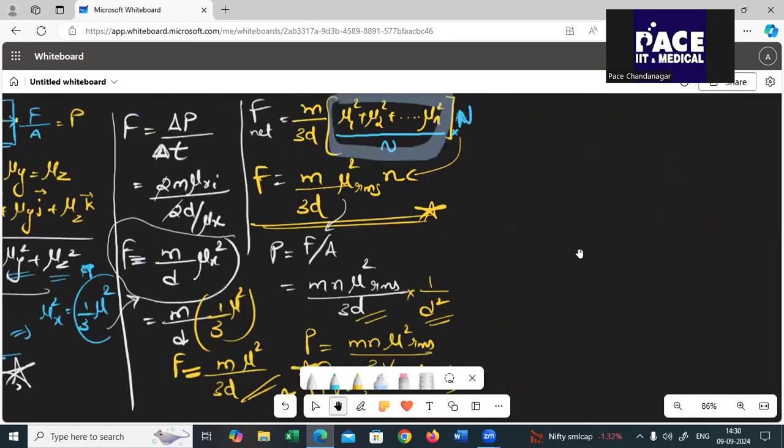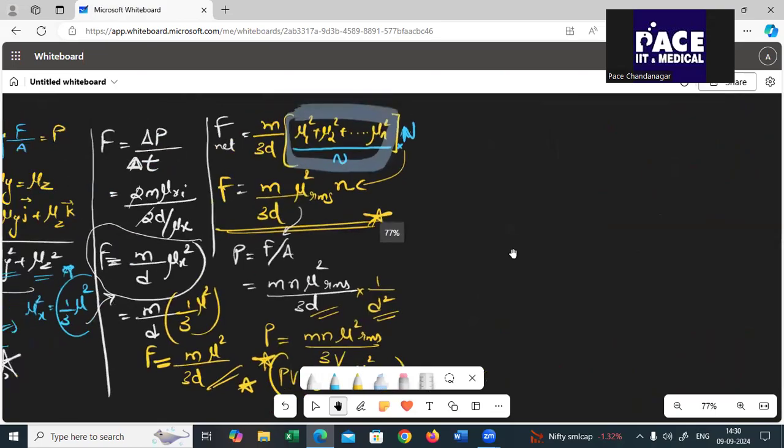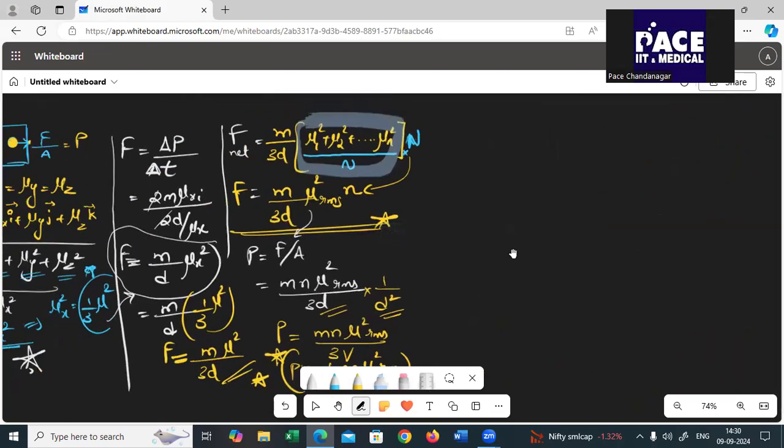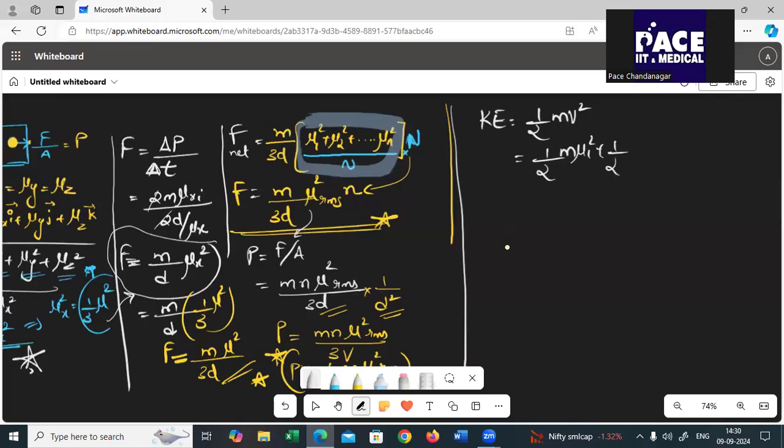Now, what we have just done is calculated the force. I'll recapitulate everything later. Now let me go with kinetic energy. What is kinetic energy? That is half mv square, that is what we have known. So this is now half m u1 square plus half m u2 square plus so on till half m un square.